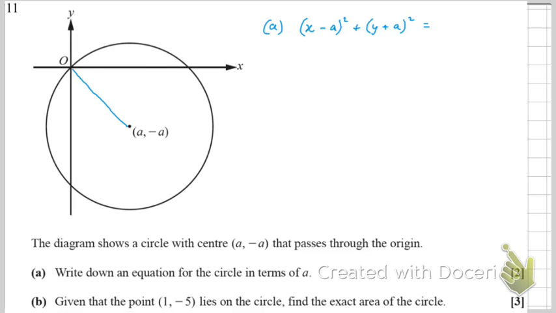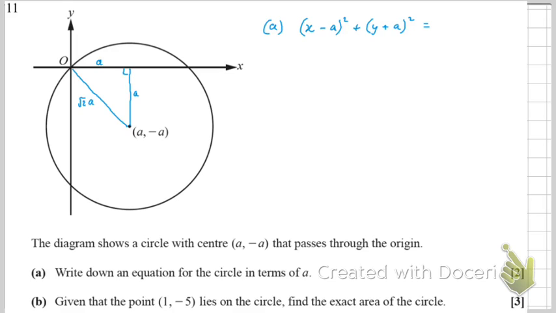Draw the radius on from the origin to the centre. Just note then you've got a right-angled triangle here, which should help you work out the radius. It's just Pythagoras, which will give you that that's got to be the square root of 2 times a.